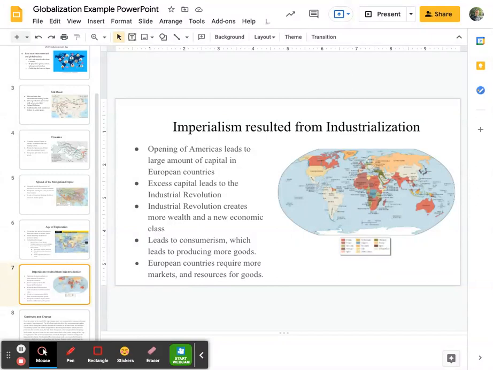Now that they have those goods made cheaper and faster, they're going to need to find new markets in order to sell them, new raw materials in order to feed the industrial process, and new labor forces, which is going to lead them to this imperialist mindset where they start conquering various parts of the world in order to feed this industrial system that they have created. This in turn leads to new wealth, which leads to new economic divides and classes, which in turn leads to consumerism.